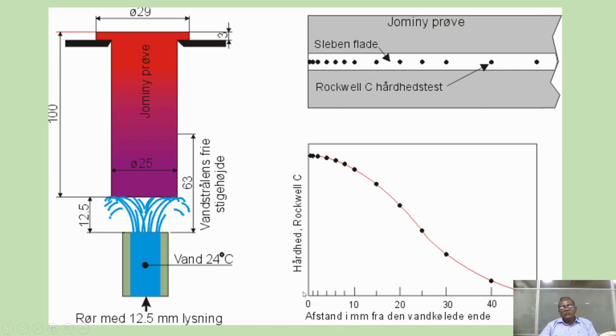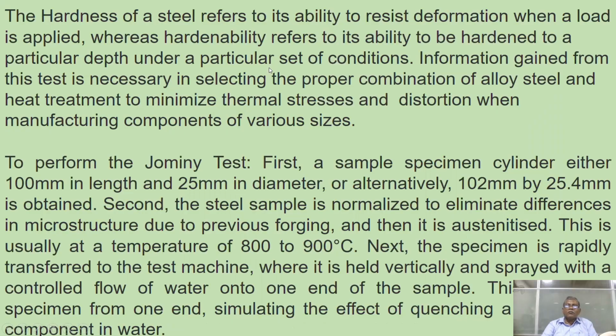This is the distance from the quenched end. The quenched end hardness is maximum. When it moves away from the quenched end, the hardness becomes less. So when you cool fast, hardness is increased, and when cooled slowly, hardness values decrease accordingly. All these dimensions are standardized. So this is a standard specimen preparation for the Jominy end quench test.